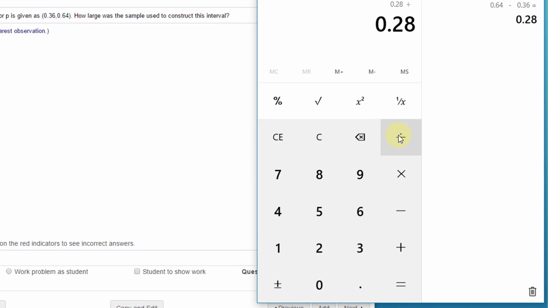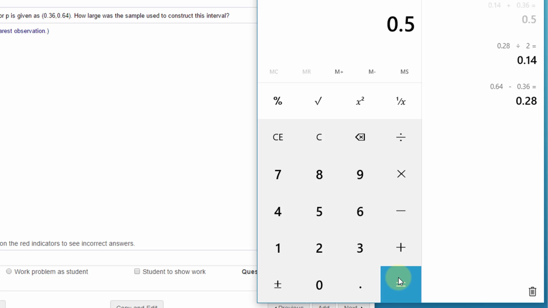And I think I just click divide 2. And so that's my margin of error, 0.14. Now if I want to add that to the lower limit, 0.36, equal, that gives me a P of 0.5. So my P that I need for StatCrunch is 0.5 and my width is 0.28.